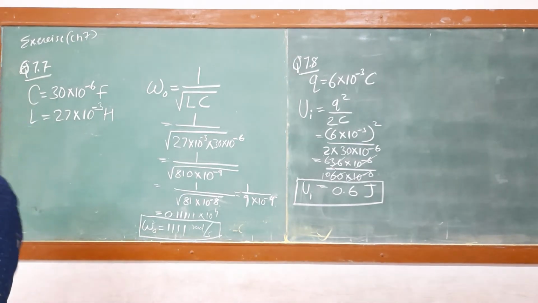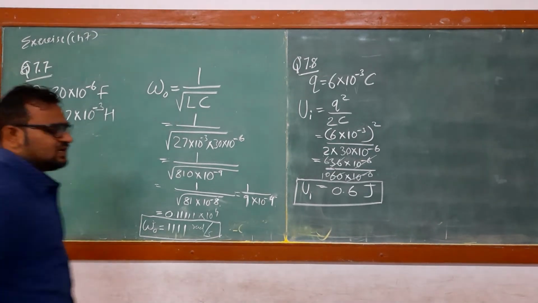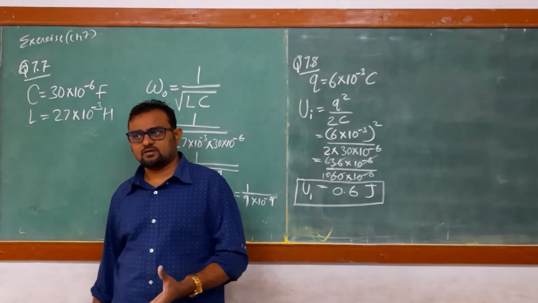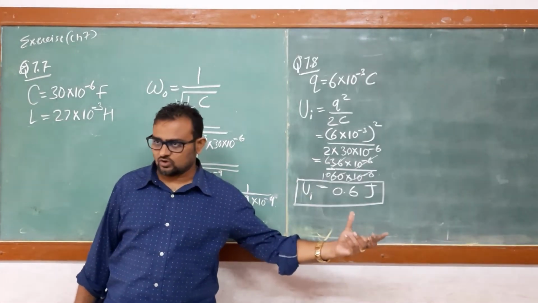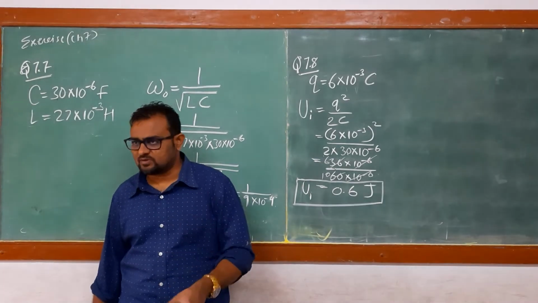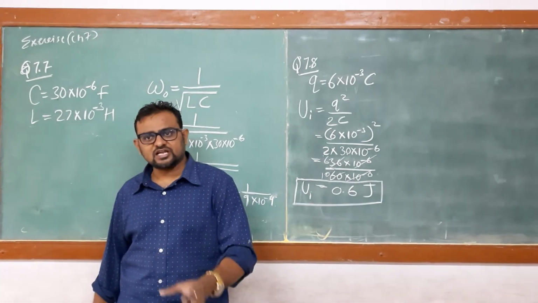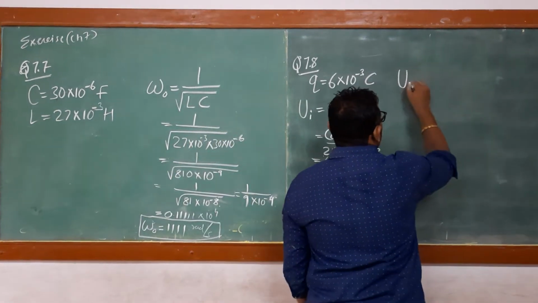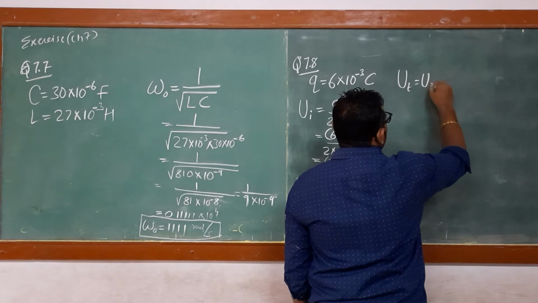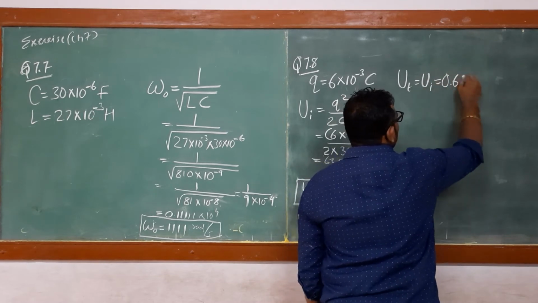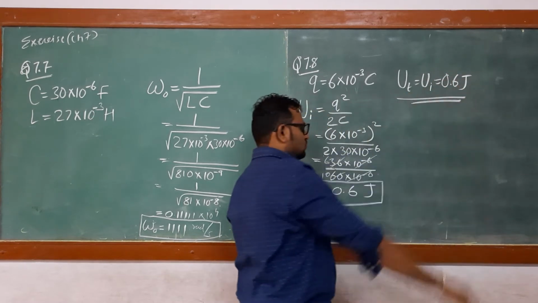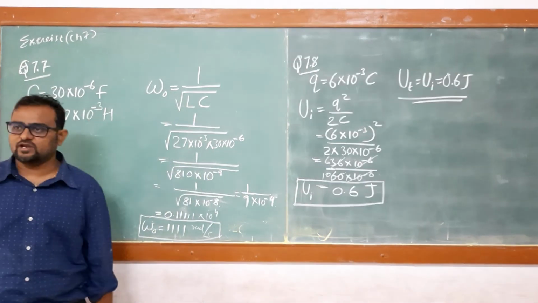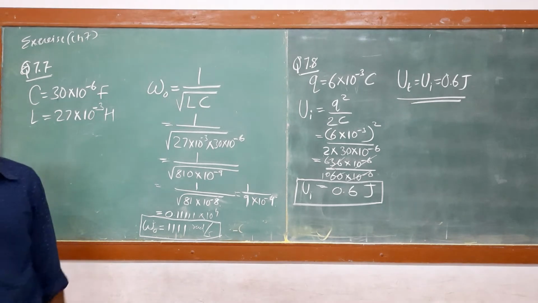Now the question is, what is the total energy? Initially the energy is only stored in the capacitor, because the current in the inductor is 0, and the charge in the capacitor is maximum charge. So initially the total energy will be equal to the initial energy. So the total energy will be equal to the initial energy, and that will be 0.6 joule. Clear? So this was about question 7.8. So note it down.